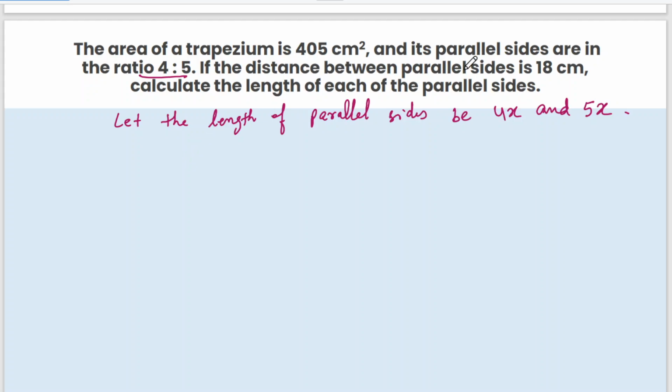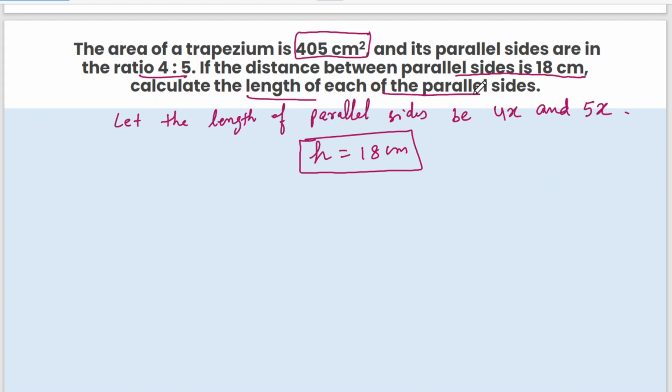Distance between the parallel sides is given as 18 centimeter. That means h is given as 18 centimeter. And the area is given as 405 centimeter square. They have asked to find the length of each of the parallel sides. That means we are going to find the value of 4x and 5x. If I draw the diagram, how can I do that?